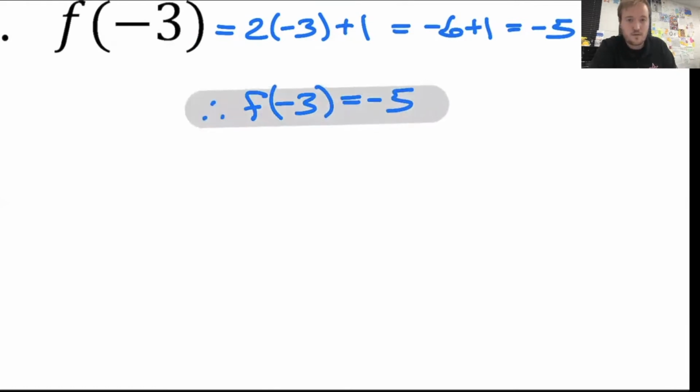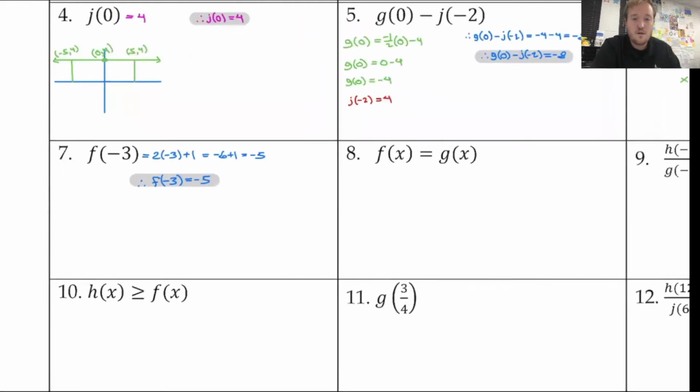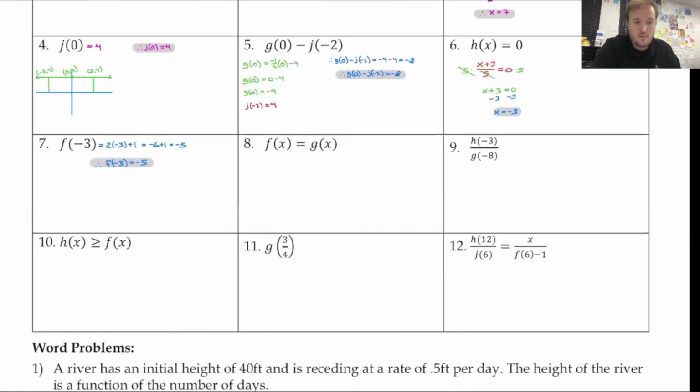Oh my gosh, that's not straight. Everything's fine. All right, so now we're going to get into the little bit more complicated ones.